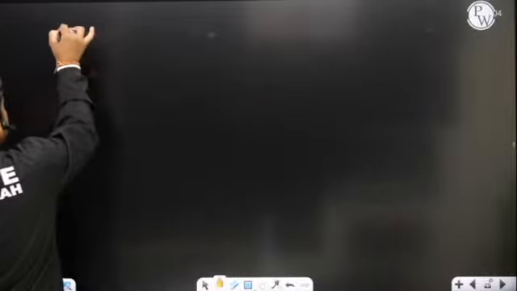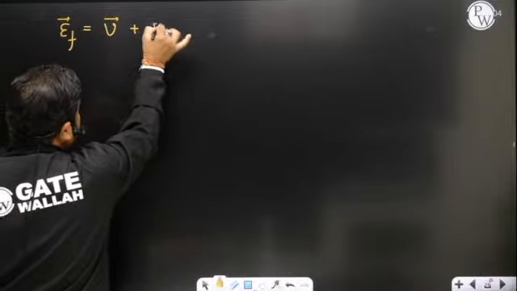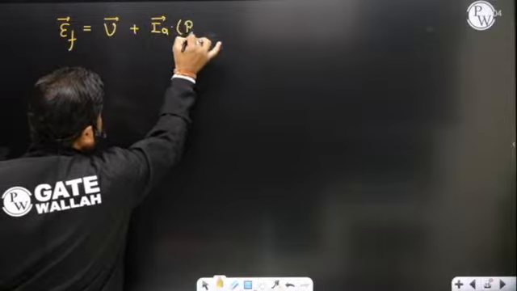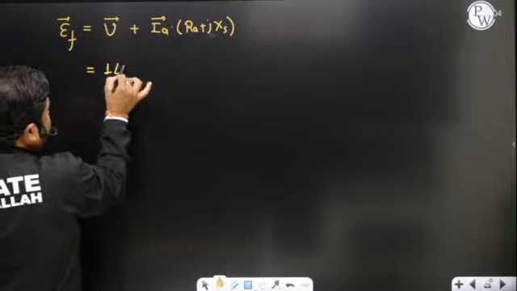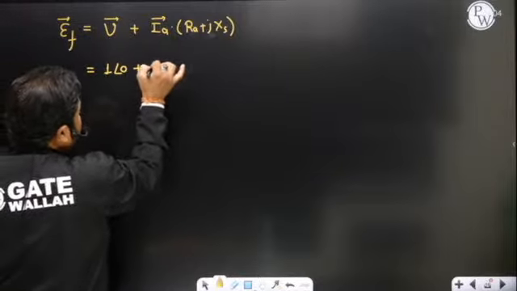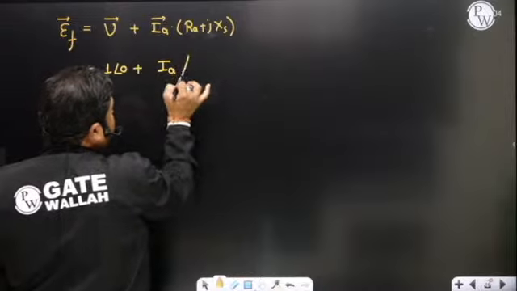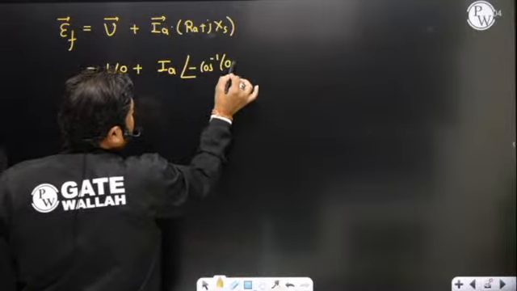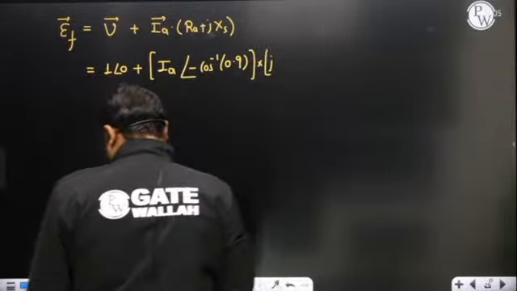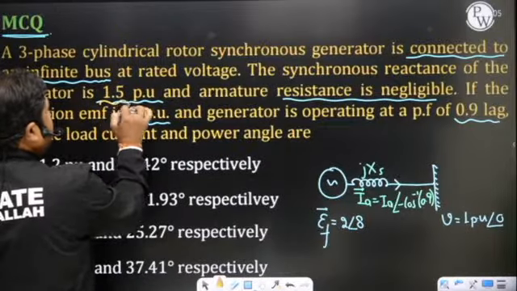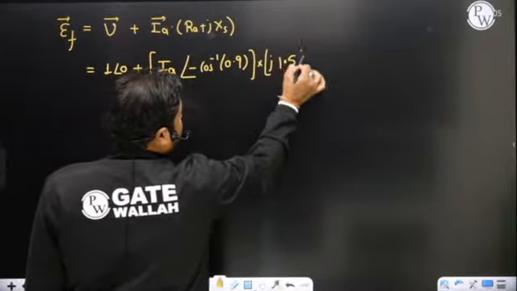I can write a phasor equation as EF phasor equals V phasor plus IA RA plus jXS IA phasor. However, RA is neglected, so you can write V phasor as 1 at an angle 0 plus IA. We don't have the magnitude of IA, so I write IA at an angle of minus cos inverse 0.9, because the operating power factor is given, into jXS. XS is given as 1.5 per unit, so I am writing here 1.5.